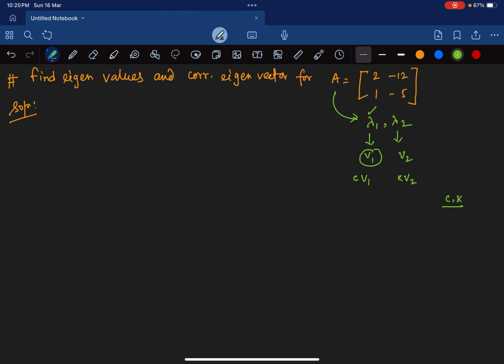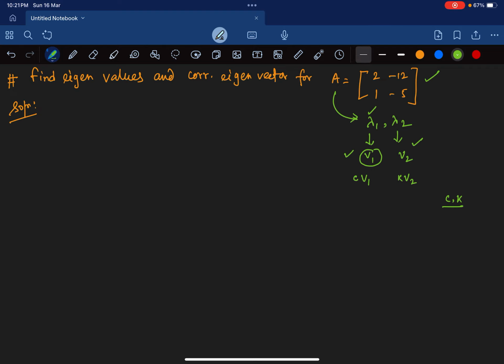So corresponding to each eigenvalue, there are infinitely many eigenvectors. And here this v1 and v2, these two vectors must be linearly independent. You can consider a few questions and immediately you will get the idea.